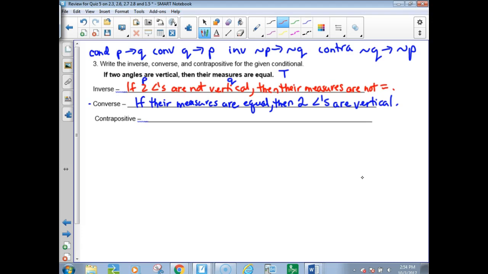I use an equal sign. Okay, so then finally, I need to slow down a sec. Okay. I write kind of fast.